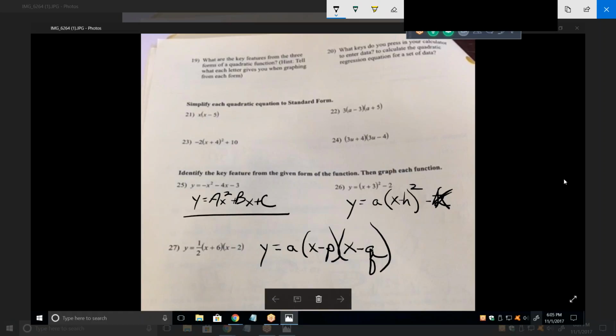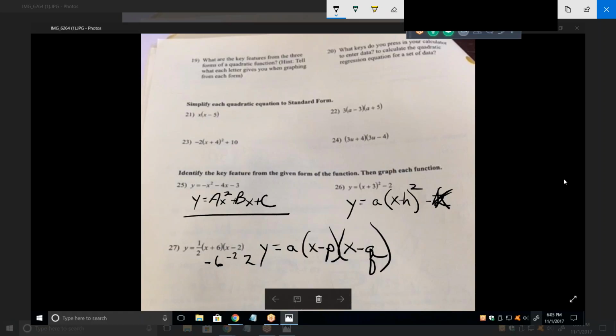On 27, you're looking at the x-intercepts. Well, the x-coordinate of the vertex is always halfway in between the x-intercepts. So that's going to be at minus 2, because your x-intercepts are at minus 6 and plus 2. Halfway in between that is minus 2. So you can figure out the vertex of all three of these relatively easily.